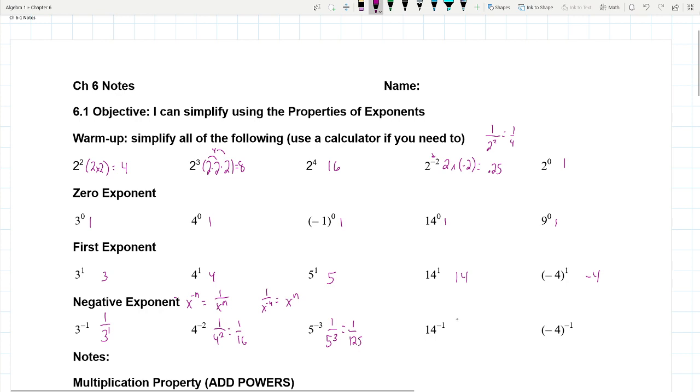14 to the -1 is 1 over 14 to the first power. And then finally, -4 to the -1 is 1 over -4 to the first. And these parentheses are important, not so much on this one, but in the future, those parentheses are going to be important. All right, that takes care of the warm-up.